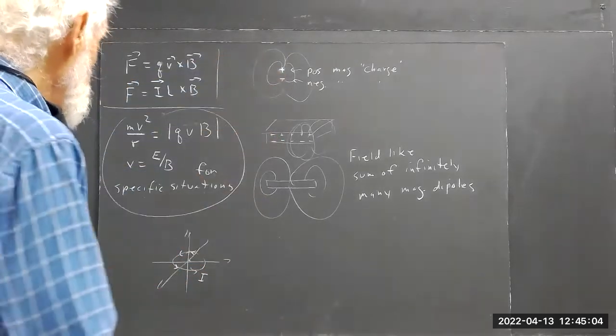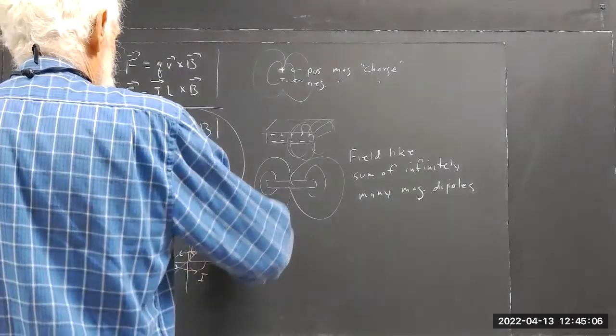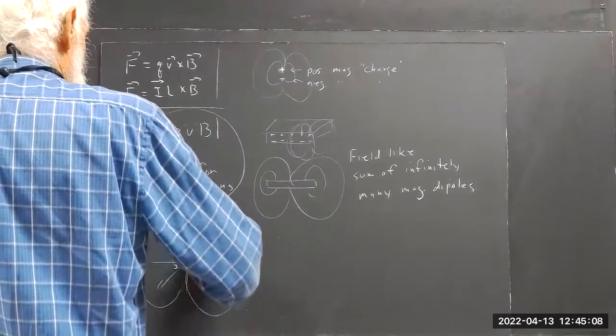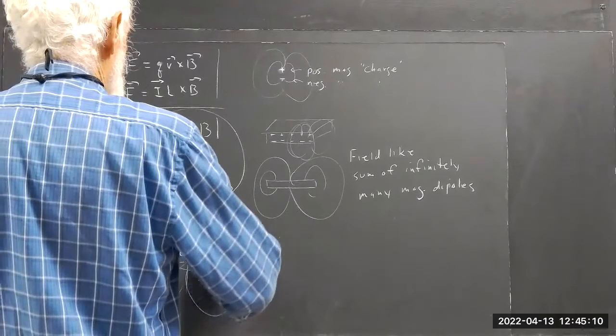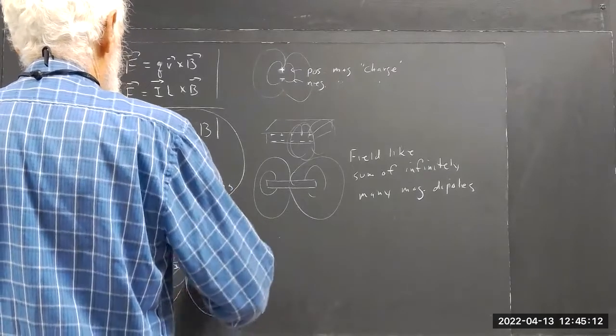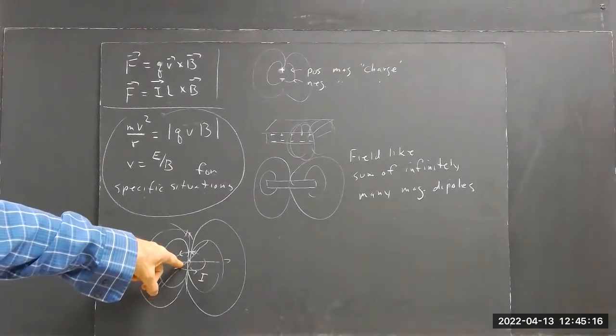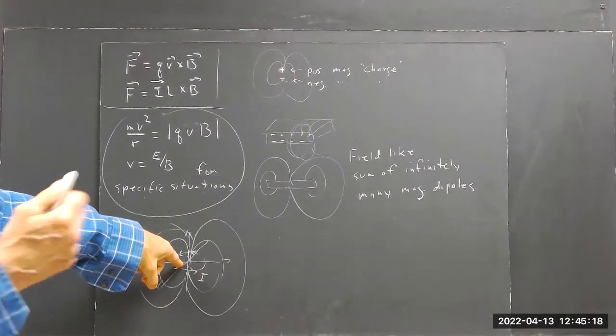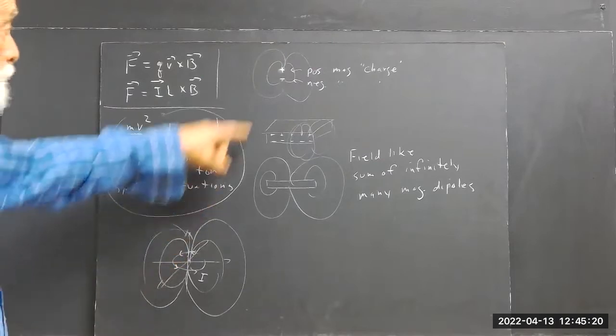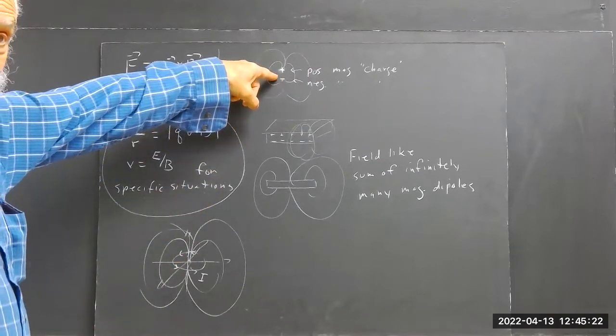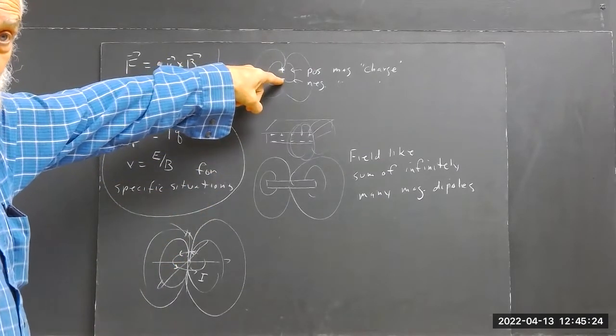Okay, so this little loop creates a field, again, creates a magnetic field that looks like this, but rotate this around in 3 dimensions. And you see what the field of a dipole would look like, of a current loop. And it would be totally equivalent to the field of a dipole, a plus and a minus magnetic charge. Okay.